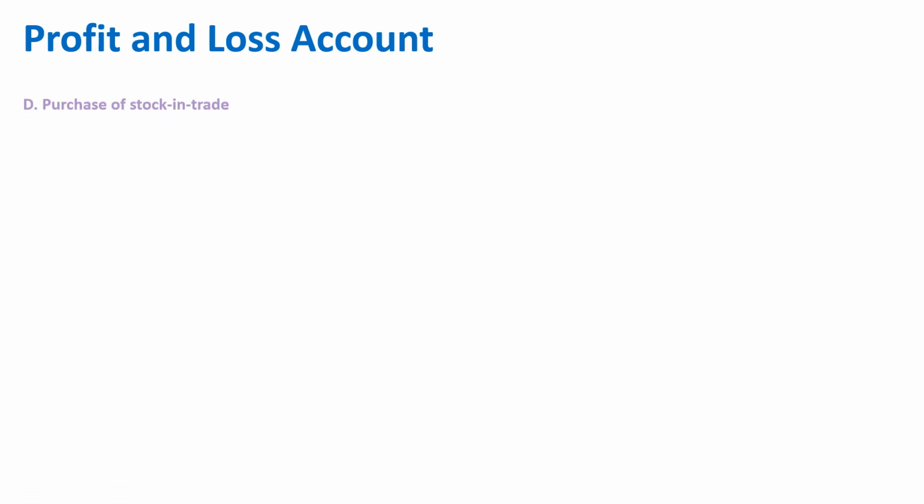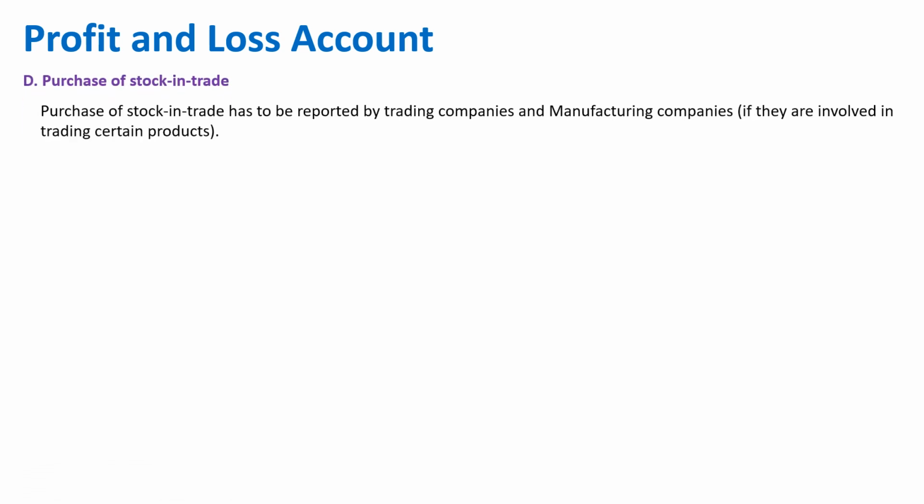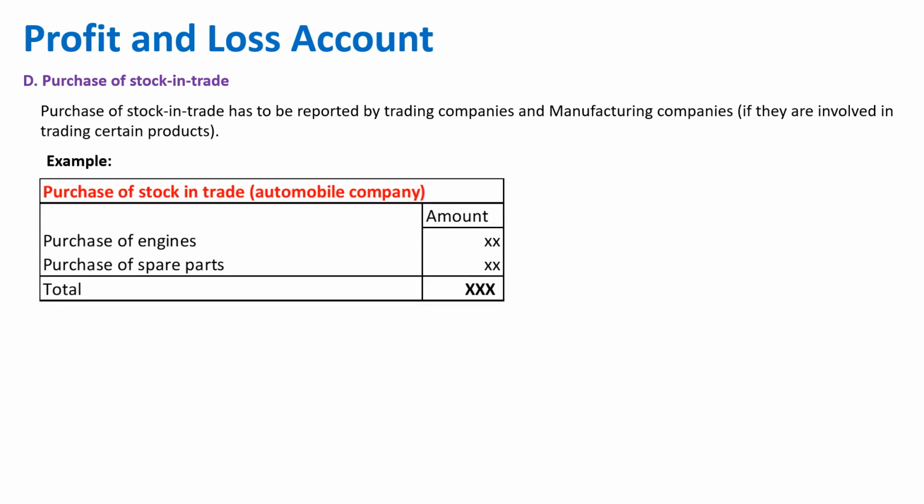Coming to the next point, purchase of stock in trade. So purchase of stock in trade has to be reported by trading companies and manufacturing companies if they are involved in trading certain products, right? So let's take an example of how it looks in case of an automobile company. An automobile company may report purchase of engines. If they're purchasing engines and selling to the dealers, then it has to be reported here. Purchase of spare parts. This is one of the major businesses for the automobile company, right? Instead of manufacturing the spare parts, they will get them from their vendors and then sell them to the dealers. So the way it has to be reported is all purchases during the year have to be clubbed and reported under purchase of stock in trade.